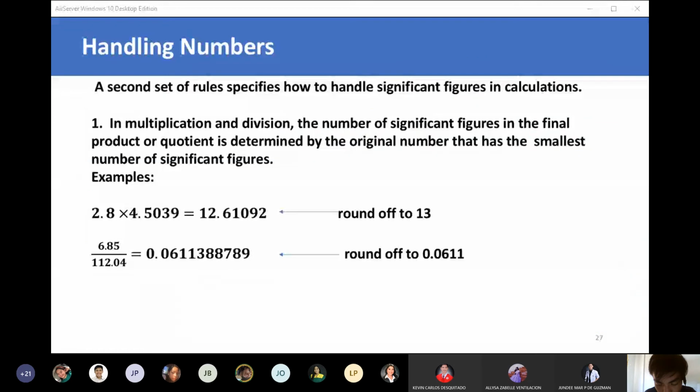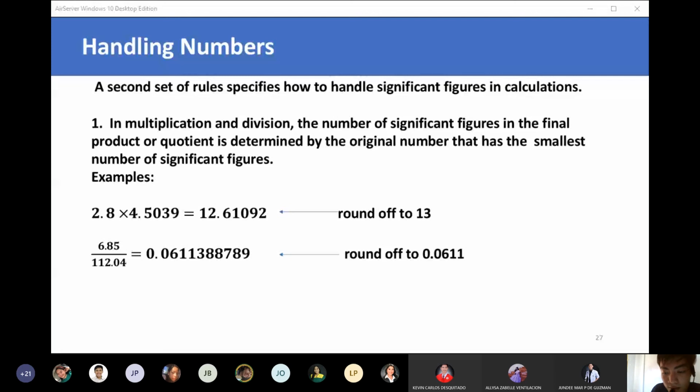If we have operations with scientific notations, there should also be operations with significant figures, to make it fun. So this is the first operation involving significant figures, multiplication and division.